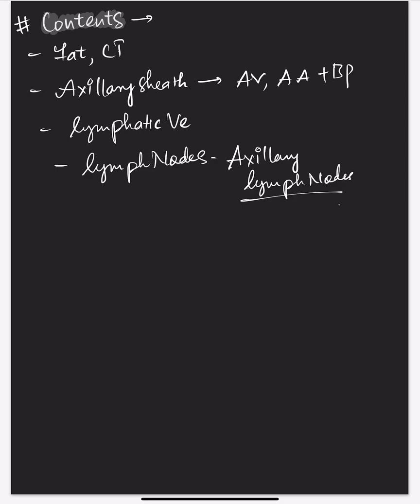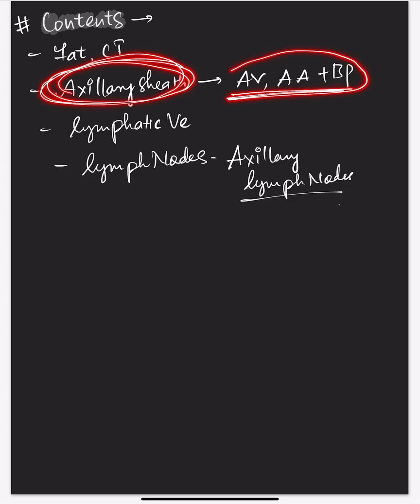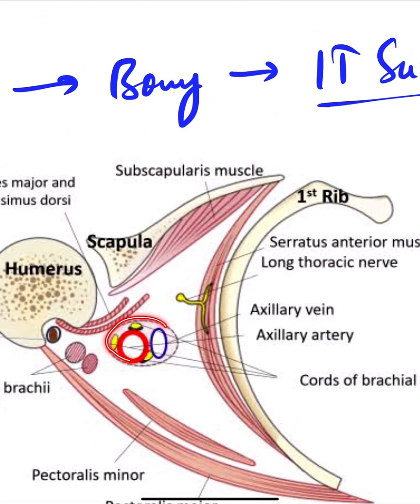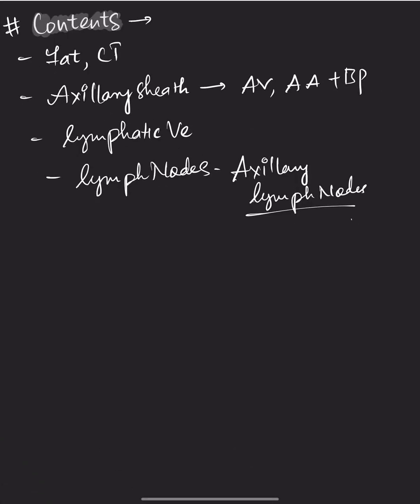Now coming to the contents. What you can see here is mostly fat and connective tissue. You'll have lots of fat here, and the axillary sheath, which surrounds the axillary vein, artery and the brachial plexus. If you see here, this is the axillary sheath which bounds the axillary artery, axillary vein and the cords of the brachial plexus. Next, we have the lymphatic vessels and lymph nodes, namely the axillary lymph nodes, which are of very much clinical importance in case of the axilla.